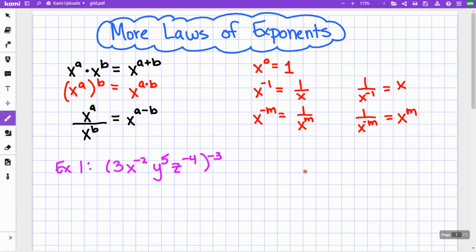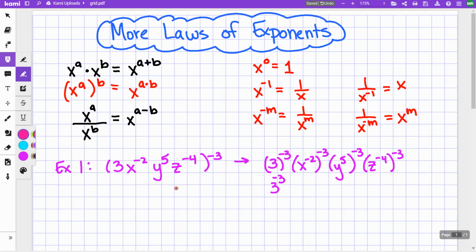Now, I'm going to write it out like this, showing that this is going to be my 3 to the negative third. My x to the negative second was also to the negative third. My y to the fifth is to the negative third. And my z to the negative fourth is to the negative third. So again, each one of these 4 different numbers or variables here are going to each be raised to the power of negative 3. Now, when I do this, let me just keep 3 to the negative third as is for a second.